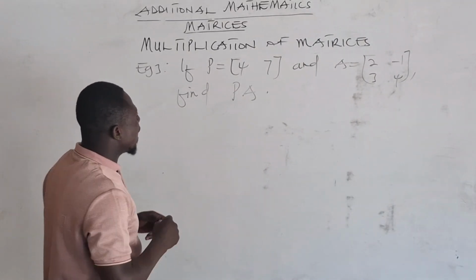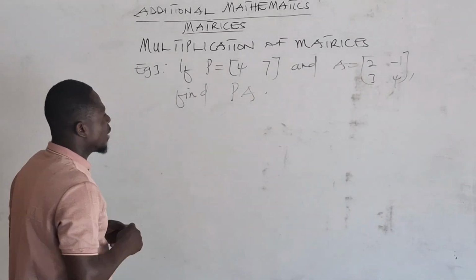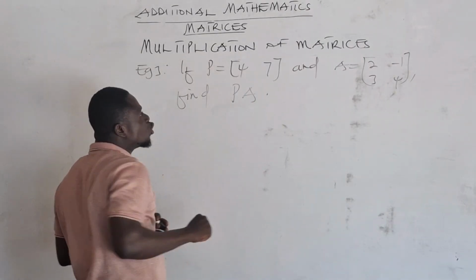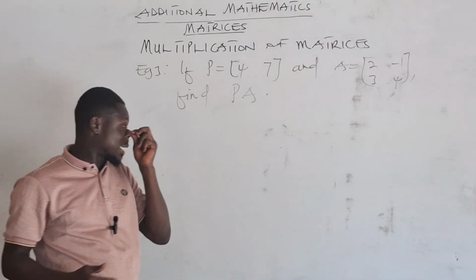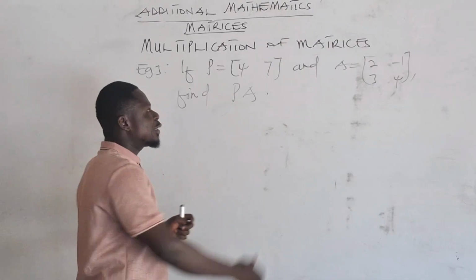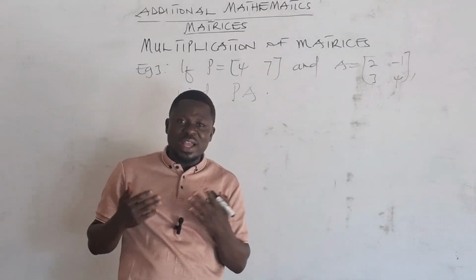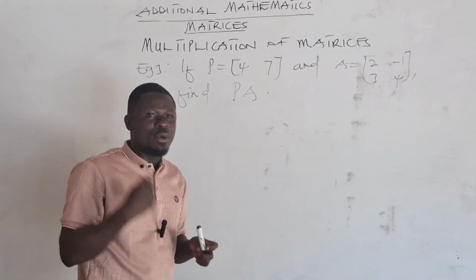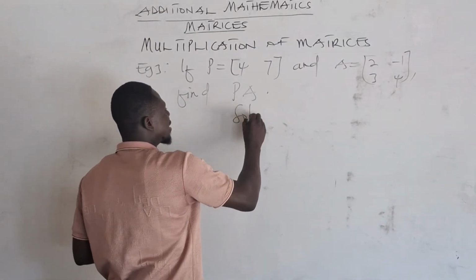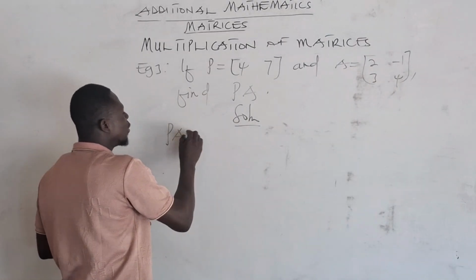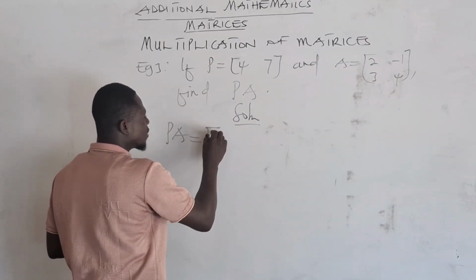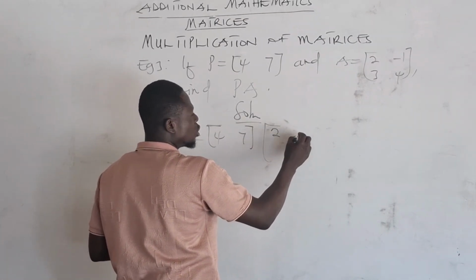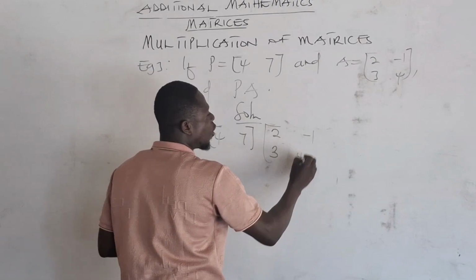Now in our third example for today, we have if matrix P is equal to 4, 7 and matrix A is equal to 2, negative 1, 3, 4, find PA. So when you check in this matrix, this is a 1 by 2 matrix, 1 row, 2 columns. And this one is a 2 by 2 matrix. Let's solve and see what the answer will be, and in which form we are going to have the answer. So PA will be matrix P, which is 4, 7, multiplying 2, negative 1, 3, 4.